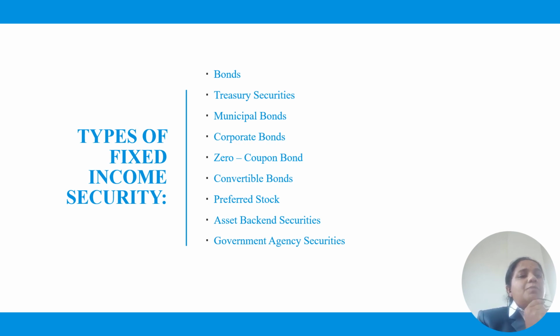Then government agency securities. Issued by government sponsored entities like Fannie Mae and Freddie Mac. These securities are backed by the US government. They include mortgage-backed securities, and carry credit risk.